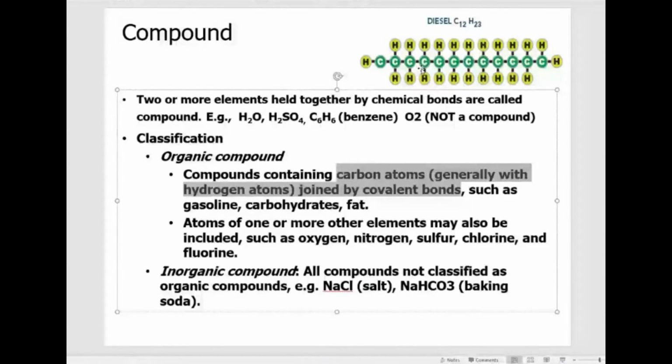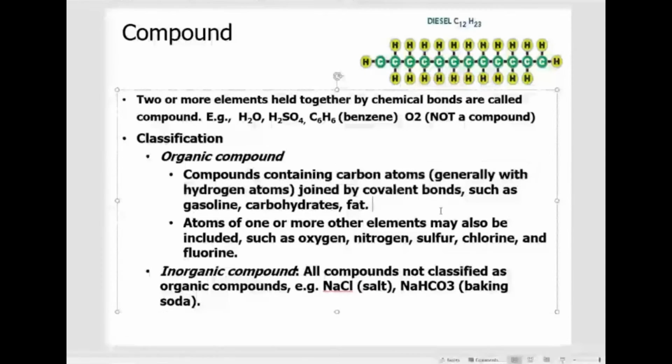See this, the black line indicates the chemical bond. So you can see there are carbon-carbon bonds, right? Covalent bonds. So carbon-carbon bond, carbon-carbon bond. If you have that characteristic, usually you can decide, okay, this is an organic compound.